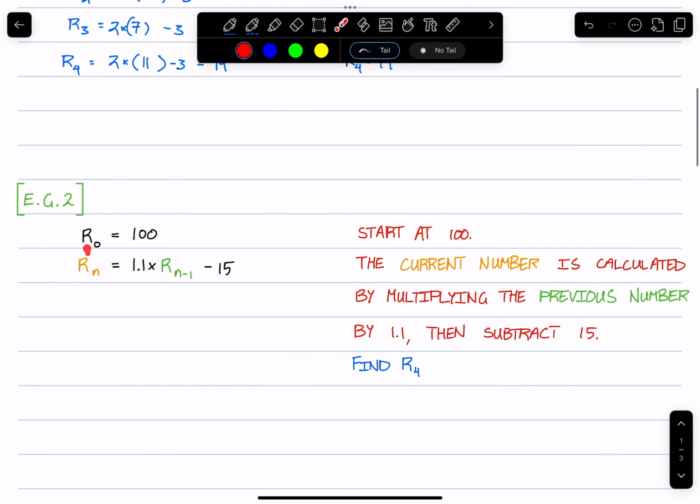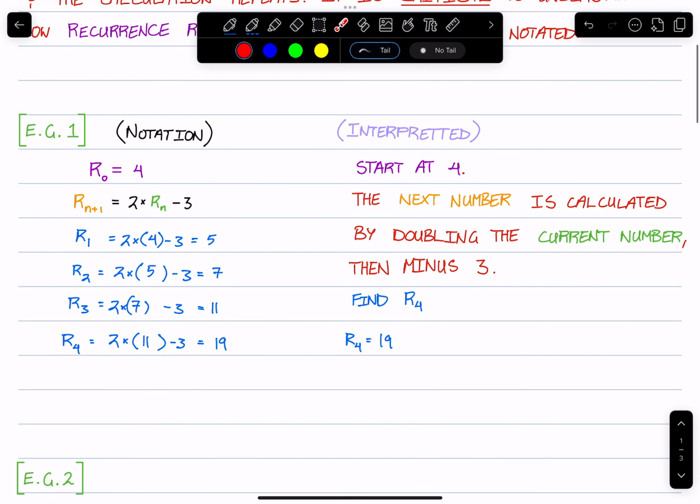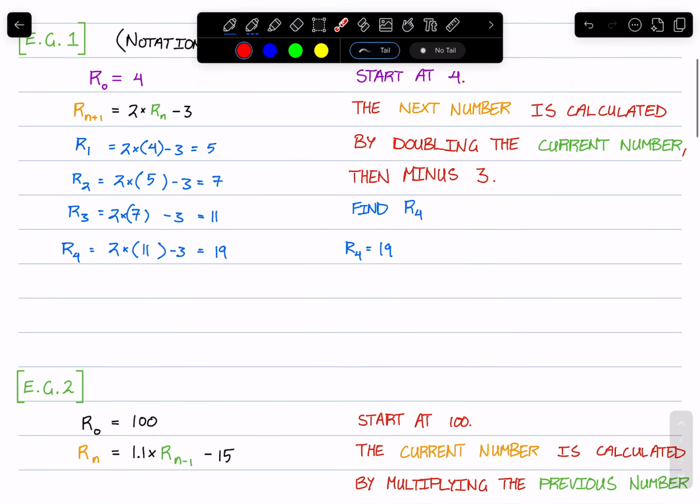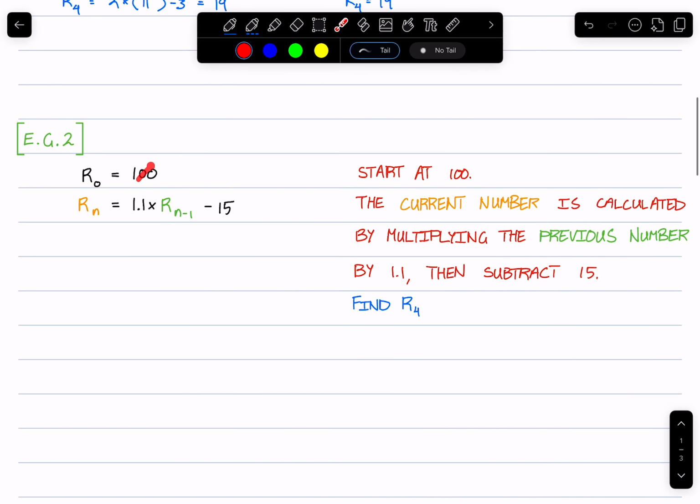This time, it may look like it's notated differently, but it means the exact same thing. To find the current number, we need the previous. Compared to this, to find the next number, we need the current number. Regardless, it is the exact same idea. So we are currently at R0. The next repetition we're finding is R1.